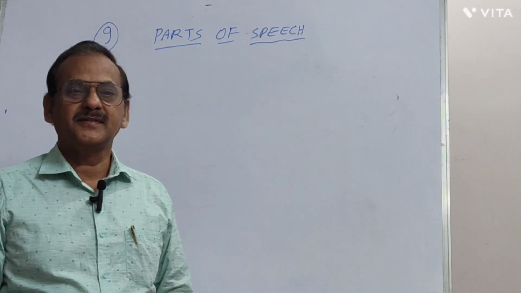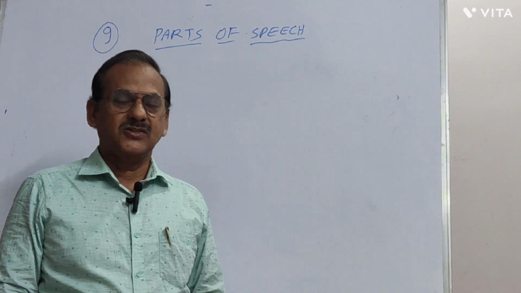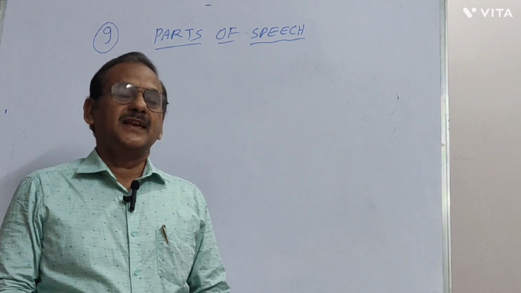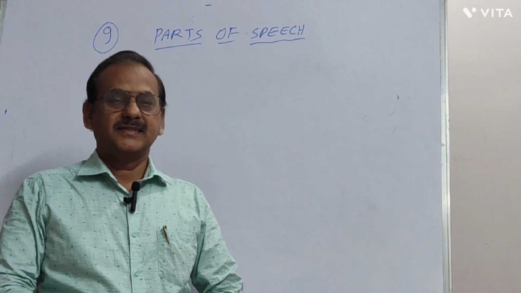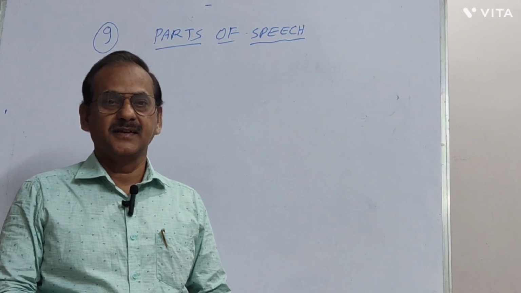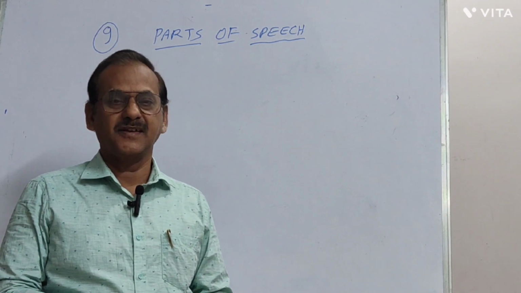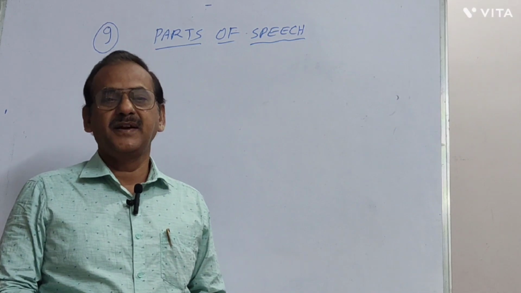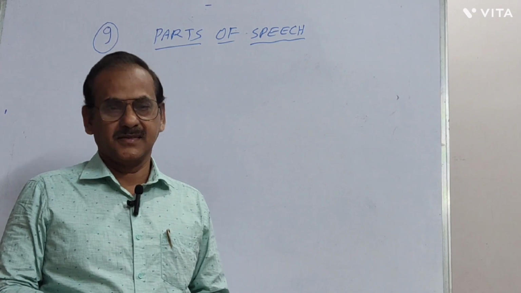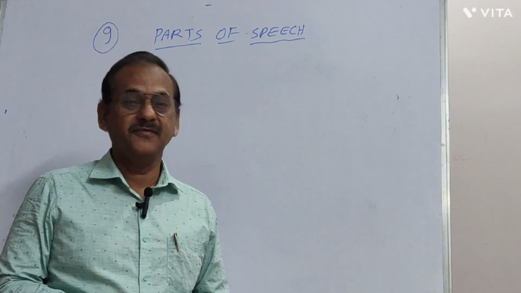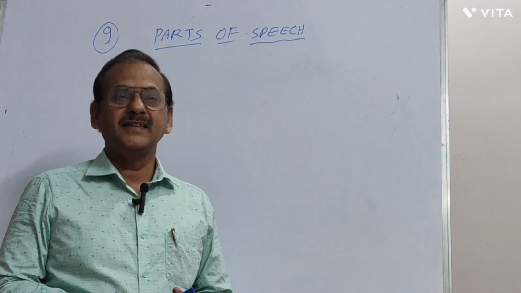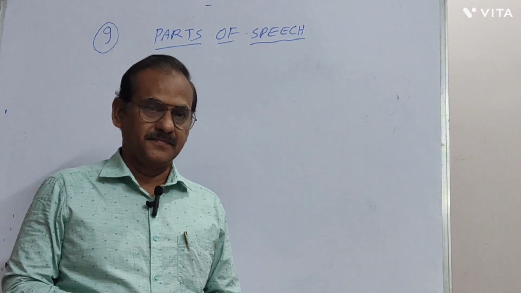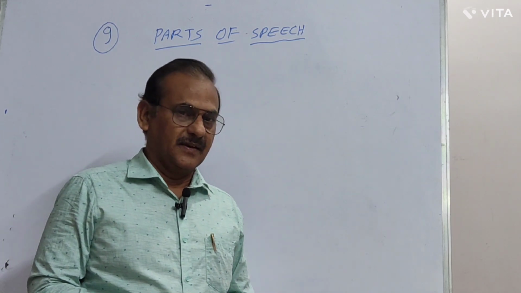Today's class number is 9. Our topic is parts of speech. Previously we discussed kinds of sentences. Next, this is parts of speech. The English language has been divided into parts for its convenience and for comfort, so it is called parts of speech. They are 8 in number. Let us see what they are.